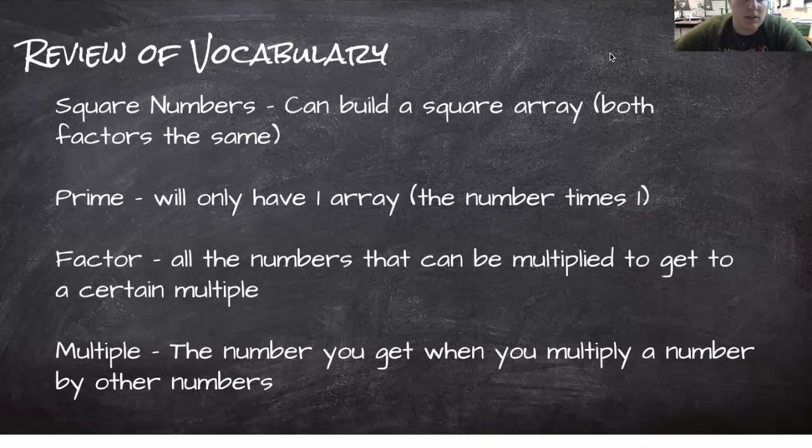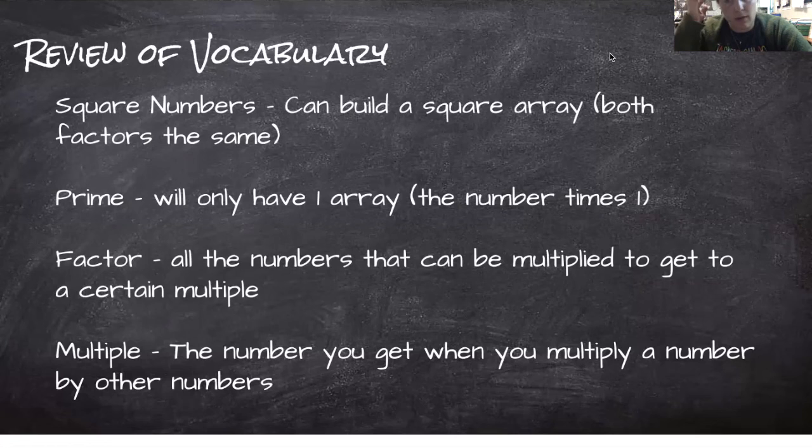So before we get started in today's activities, I want to review the vocabulary that has already been talked about for the last couple days. Square numbers can build a square array where both factors are the same. For example, 4 times 4, 6 times 6, any number times itself is going to get you a square array because both sides, both dimensions, are the same.